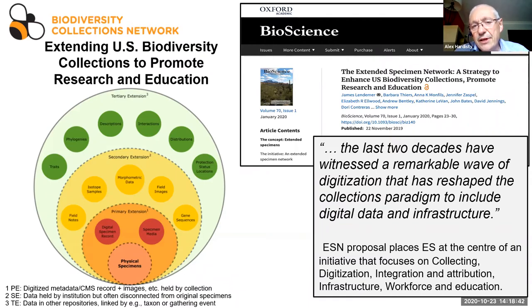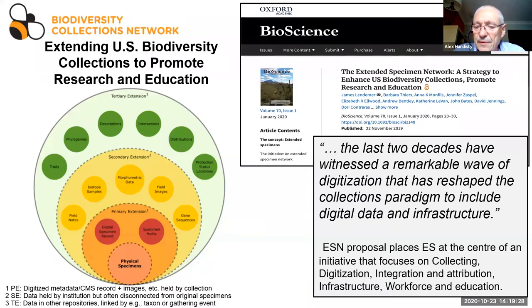This idea was then taken up in the BioScience article published at the beginning of this year about the extended specimen network, a strategy to enhance US biodiversity collections and promote research and education. It remarks early on that in the last two decades we've witnessed a remarkable wave of digitization that has reshaped the collections paradigm to include digital data and infrastructure. This is bringing a whole host of new problems to collections and collection managers, because not only do they have to manage physical collections, but they now have to manage the digital data derived from and associated with those physical collections.